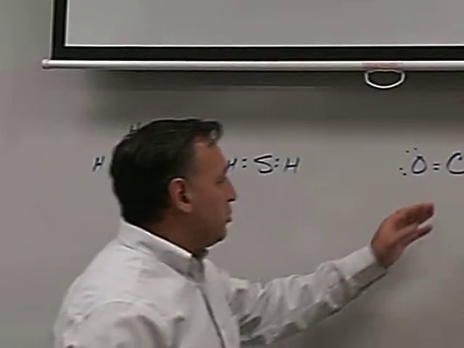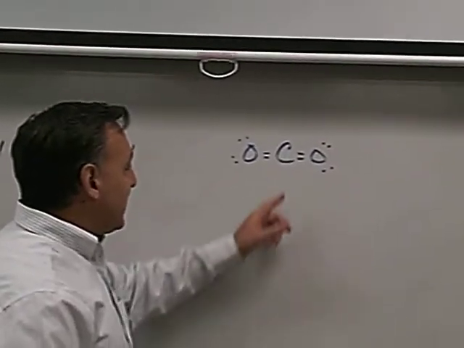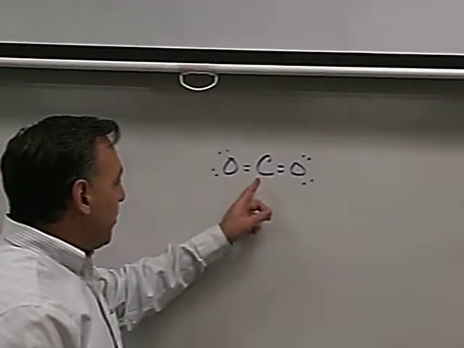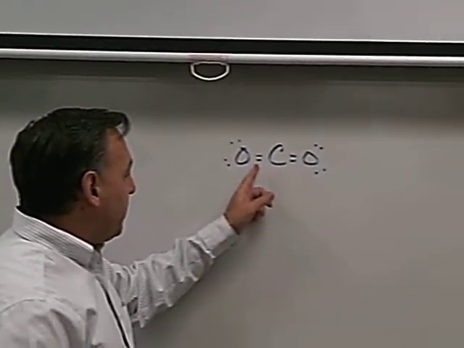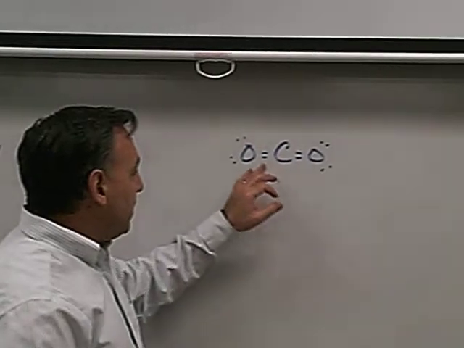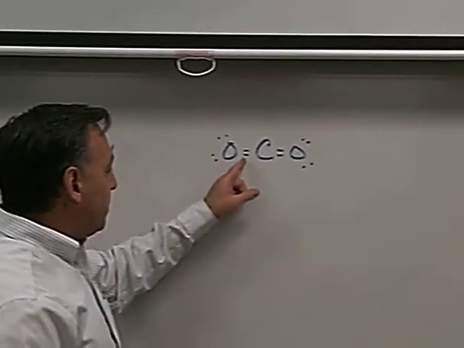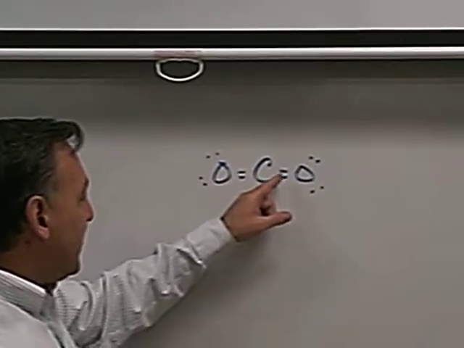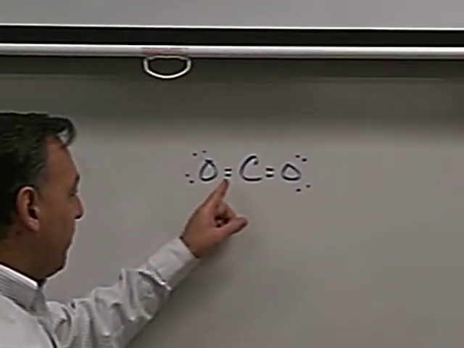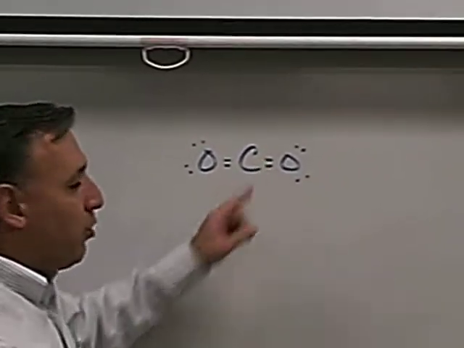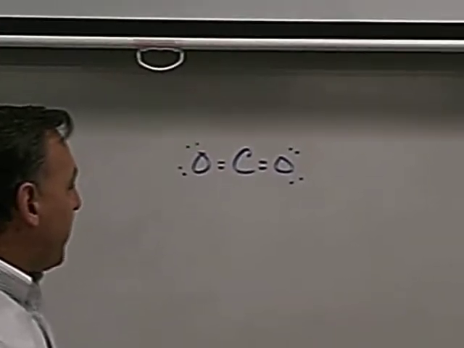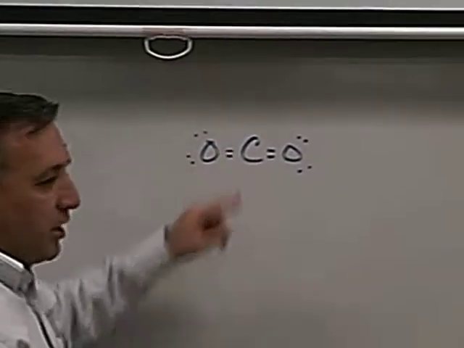And finally, CO2, carbon dioxide. This is a gas, by the way, at room temperature. We have carbon in the center, and remember that each little dash is 2 electrons. So we have 2, 4, 6, 8 electrons around that carbon. We have 1 pair, 2 pair, 3 pair, 4 shared pairs of electrons, and no unshared pairs on the CO2.